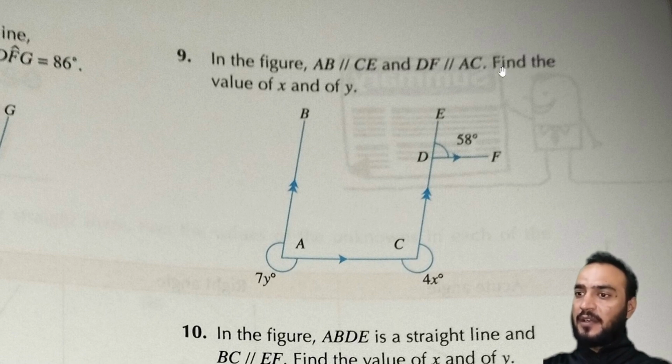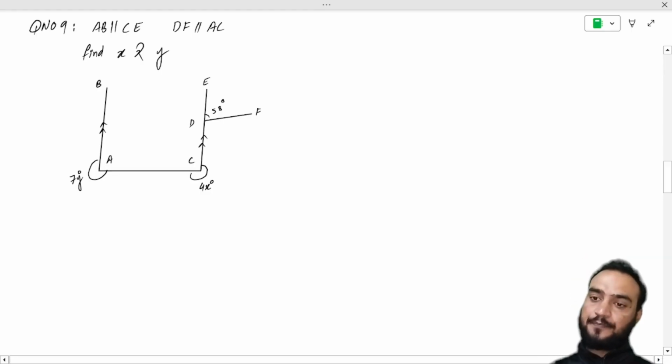At the same time, DF is parallel to AC. This is the line DF, which is parallel to AC. These two lines are also parallel, and it is also shown by a single arrowhead. We have to find the value of y and the value of x. So let us solve this.